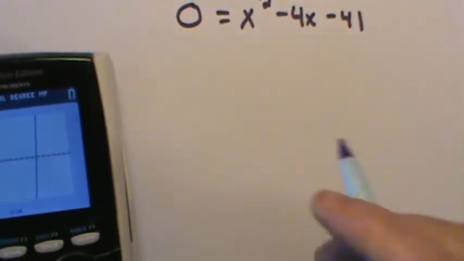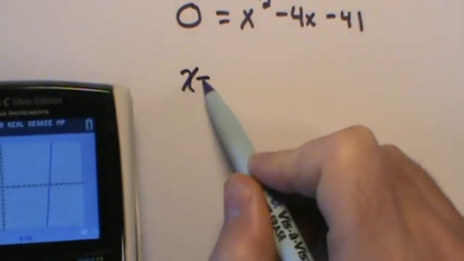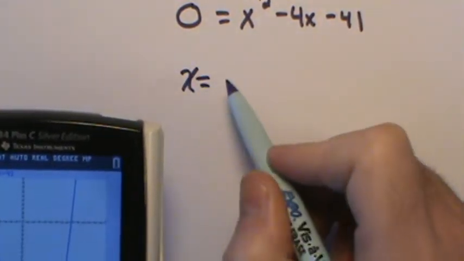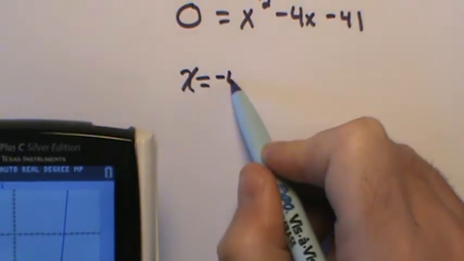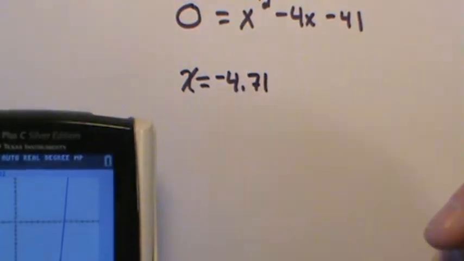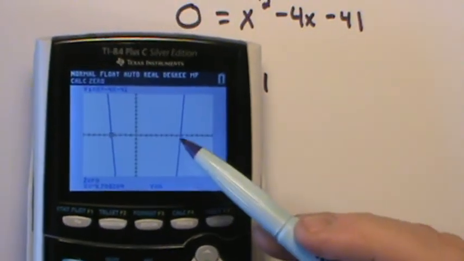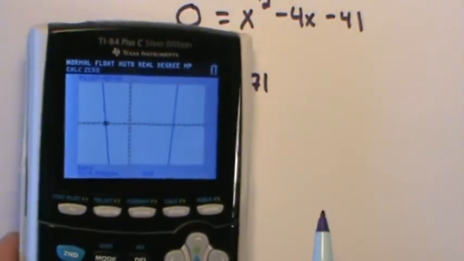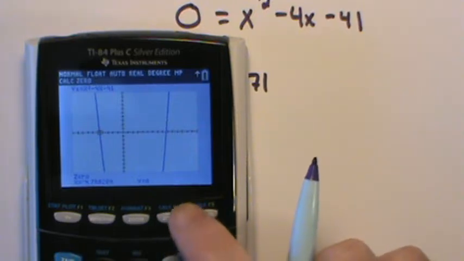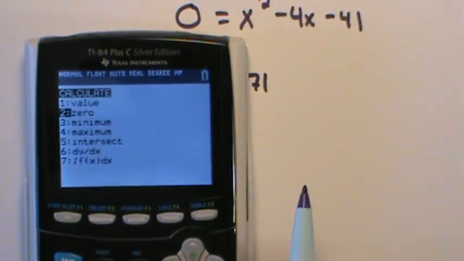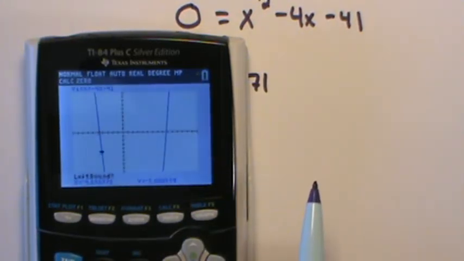It tells me that my first solution would be x equaling, we'll keep it to 2 decimal places, negative 4.71. Negative 4.71. Now I've got to find this other 0. So I'm simply going to go second calc, do my 0 option. I have to move to the right, get pretty close there.